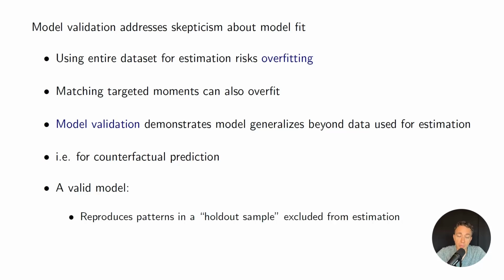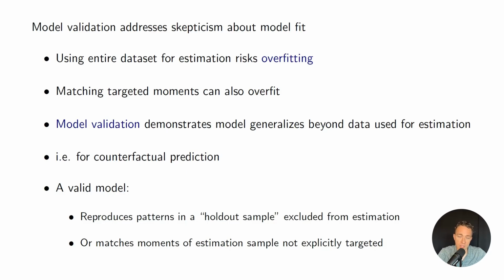So what would a valid model look like? Well, it would be able to reproduce patterns in a holdout sample that was excluded from estimation, and/or it would be able to match moments of the data that were not explicitly targeted as part of the estimation. So these are kind of the two ways that you can level up your model validation from just showing that the model reproduces your Y variable on average, which is what we talked about in the last video.